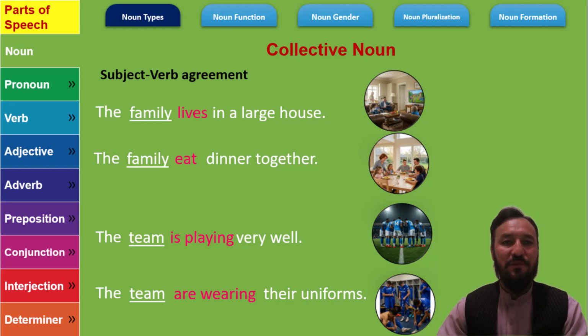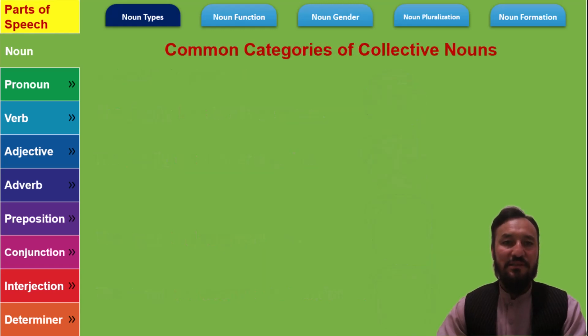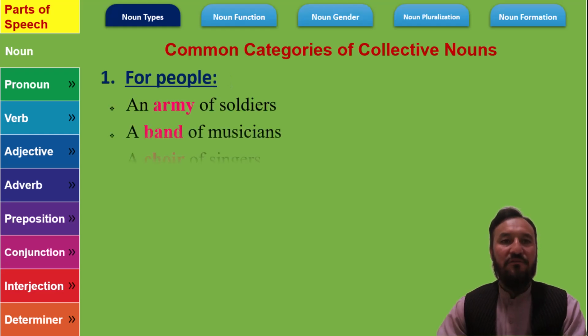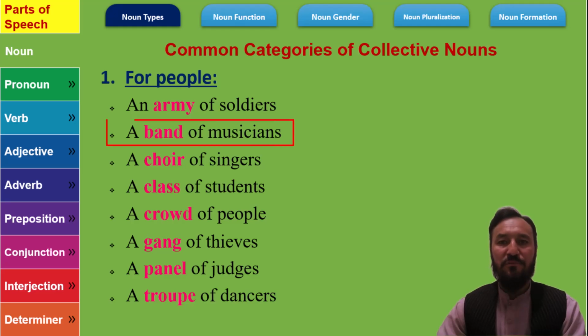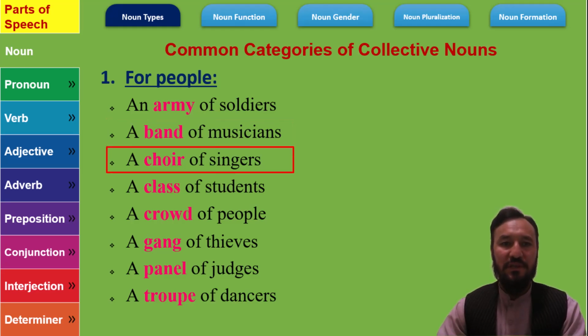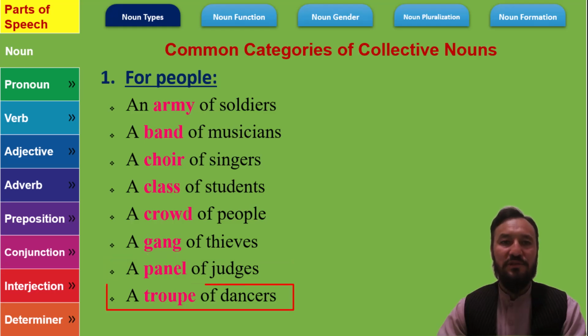Finally, let's explore some common categories of collective nouns. This list highlights some frequently used collective nouns for people. For example, we use army for a group of soldiers, band for musicians, choir for singers, class for students, crowd for a large gathering of people, gang for thieves, panel for judges, and troupe for dancers.